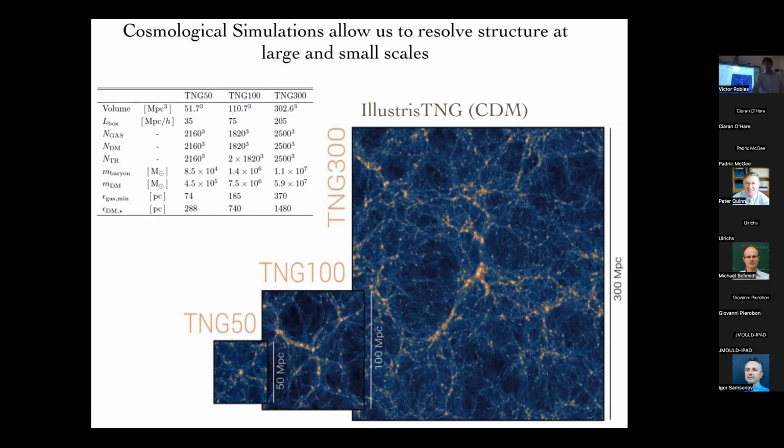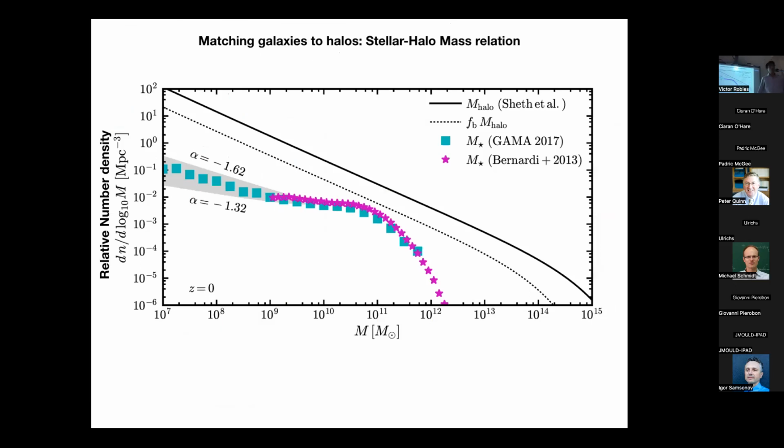So one of the successes of the model is that we can recover these cosmic webs, the distribution of structures. But here what I'm showing on the y-axis, you can think of as the relative number of structures in the universe. And on the x-axis is the mass of the structure. The magenta stars are the number of galaxies that we observe.